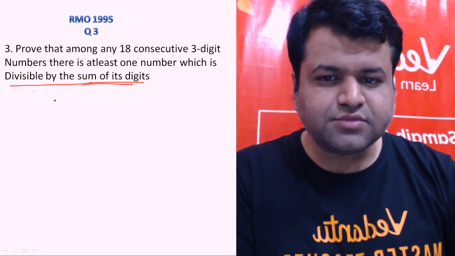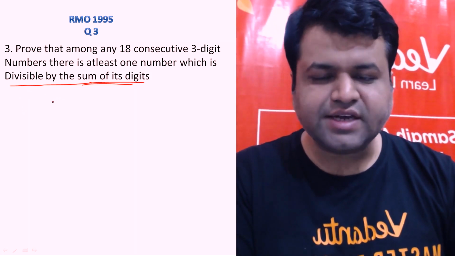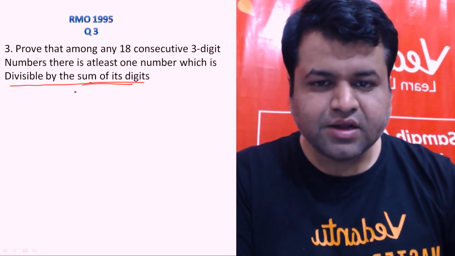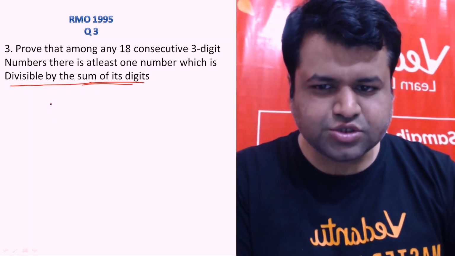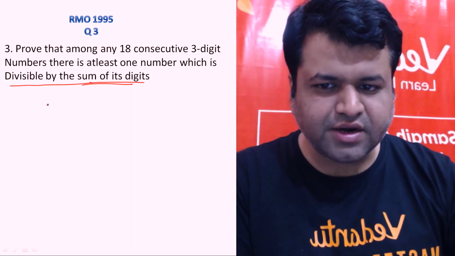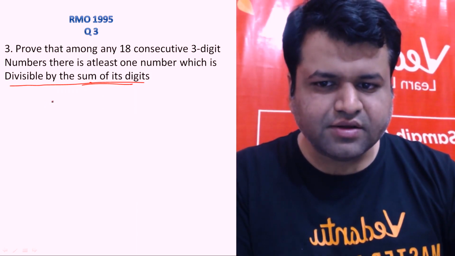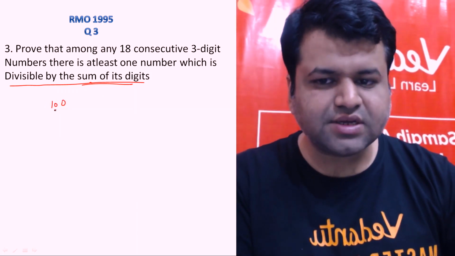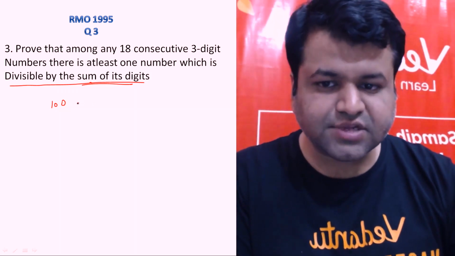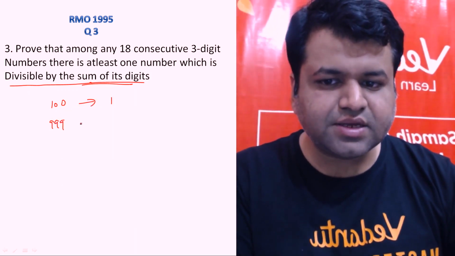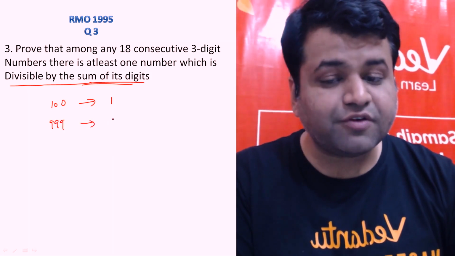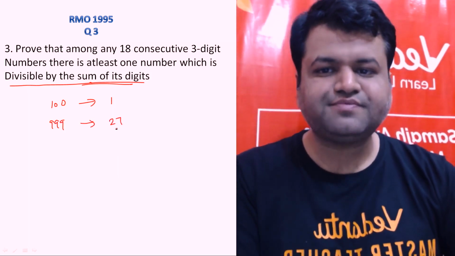So the divisibility rule of 9 obviously strikes us as soon as we read this question. So let's consider any 3-digit number, right? So the minimum sum will be 1, because 100 is the shortest 3-digit number, so its sum of digits will be 1, and the largest 3-digit number is 999, and its sum of digits will be 27, right?